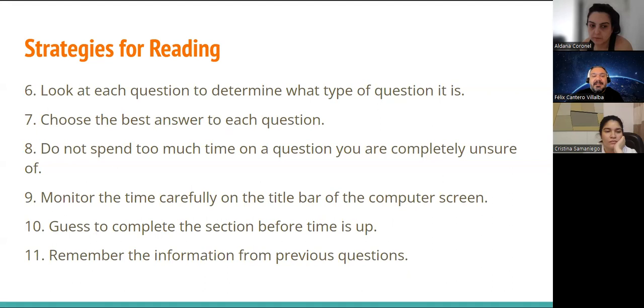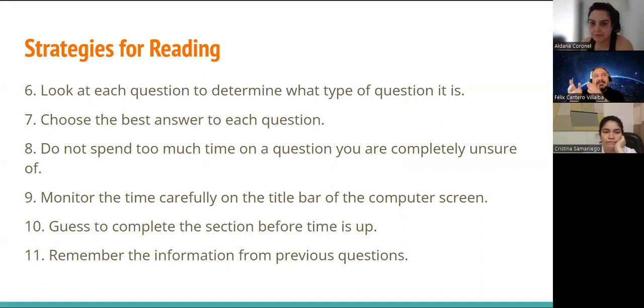Okay. Number 8, please. Do not spend too much time on a question you are completely unsure of. Yes. So you have 35 minutes for 2 passages for 20 questions. So you shouldn't spend more than a minute and a half, including reading in a question. Okay. So you have to go fast.